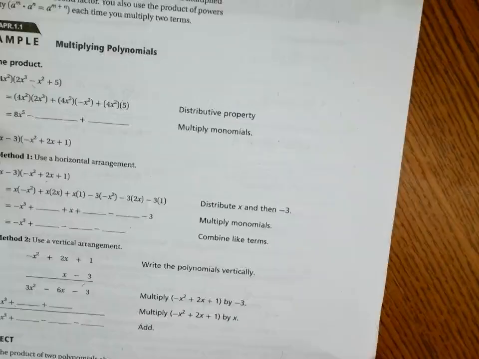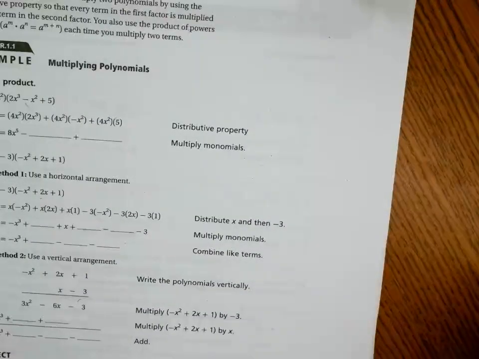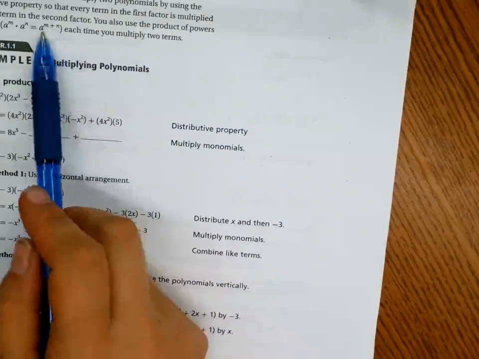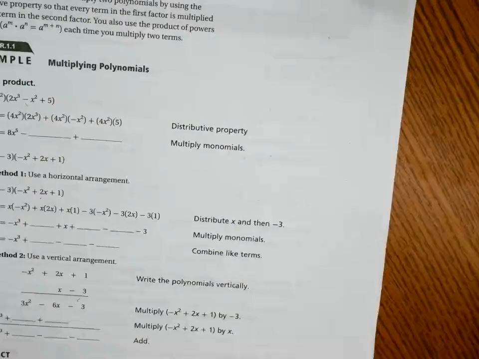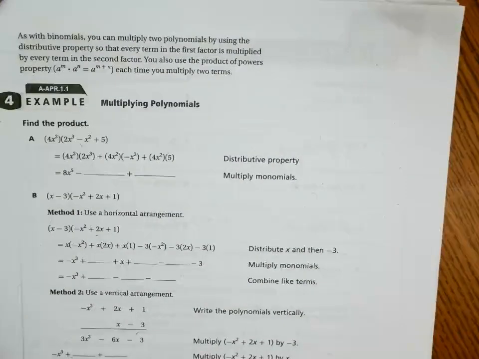As with binomials, you can multiply two polynomials by using the distributive property so that every term in the first factor is multiplied by every term in the second factor. You can also use the product of powers property: a to the m times a to the n. When you're multiplying exponents with the same base, you add the exponents, a to the m plus n, each time you multiply two terms. All right, guys, so when you're multiplying polynomials, find the product.